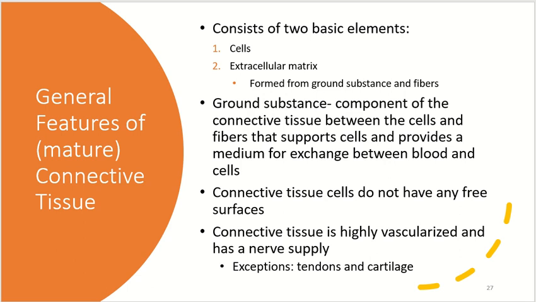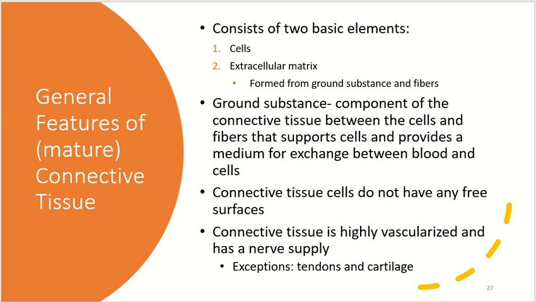We've got the cells that make up the tissue, and then we've got the extracellular matrix. This is going to be formed by a variety of ground substances, as well as a number of different fibers that are going to give it that structure. Ground substance is the component of connective tissue between the cells and the fibers, and it supports the cells and provides a medium for exchange between the blood and the cells.